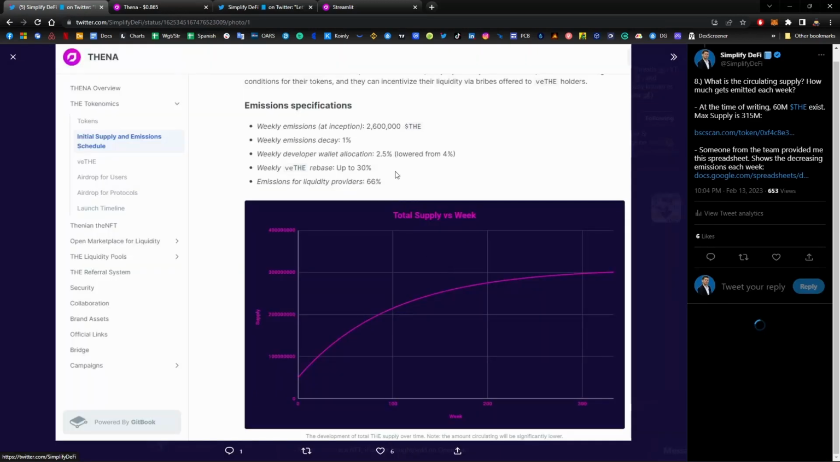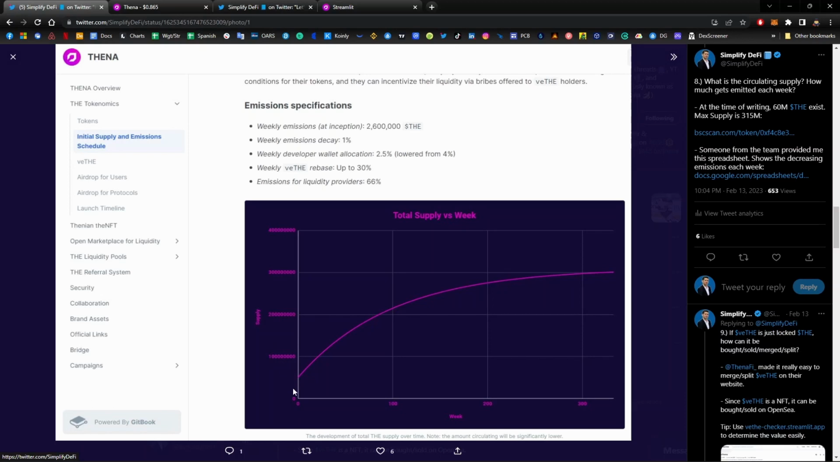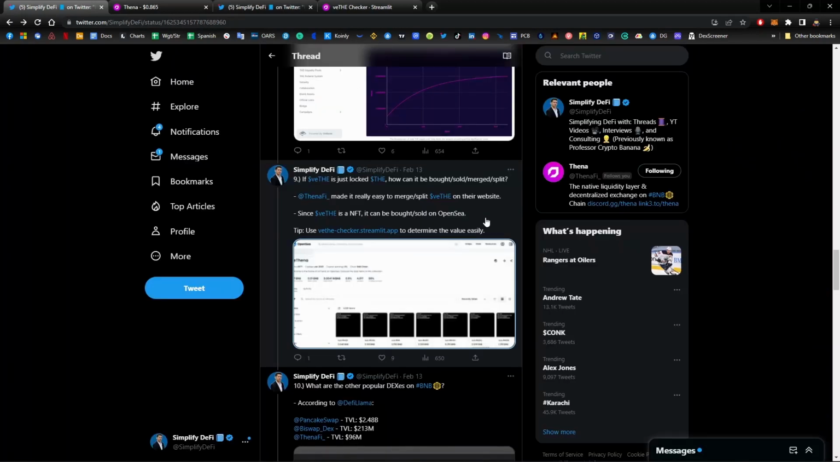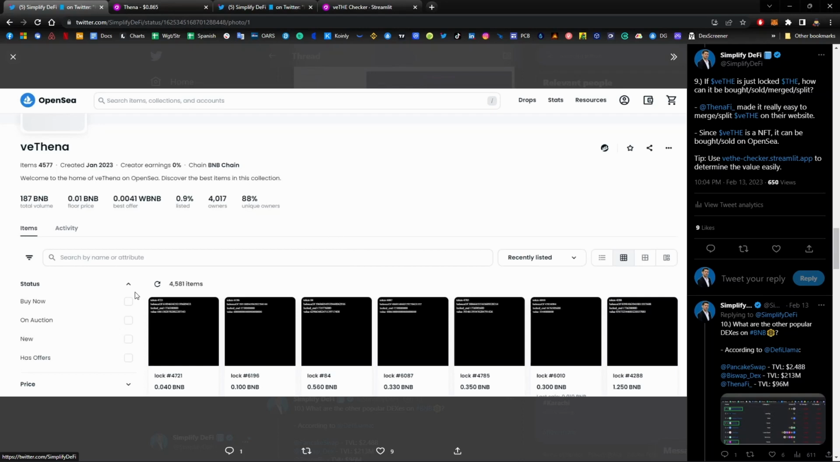Here's a quick screenshot from the documentation showing how every single week the emissions decrease by 1%. As mentioned, VTHE, the locked token of THE, is an NFT. It can actually be merged together. So if you have multiple of these NFTs, you can literally merge them together into one, which makes it much nicer for voting and keeping track of everything. You can also split it, because perhaps the NFT is just so big and you want to break it up. And then you can head over to OpenSea, where you can buy and sell it.